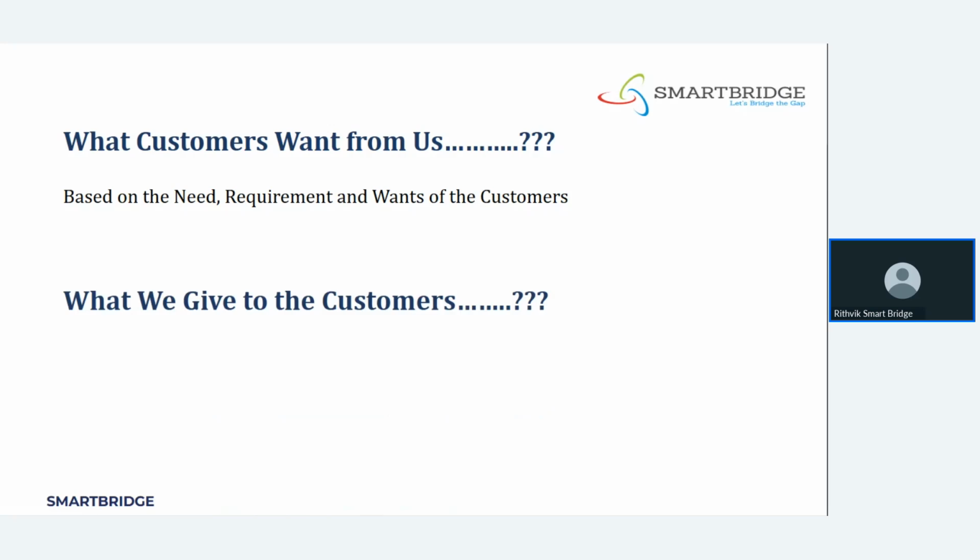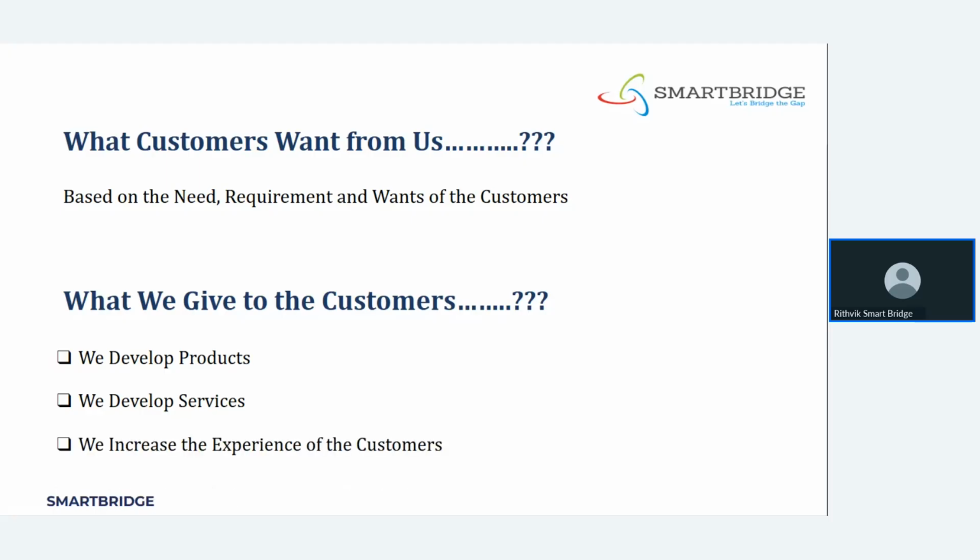What we need to give to the customer: we develop a product, we develop a service, we increase the experience of the customer. Coming to developing a product and committing to what is in service. Let's say we have multiple columns, and from those we want to create another column.